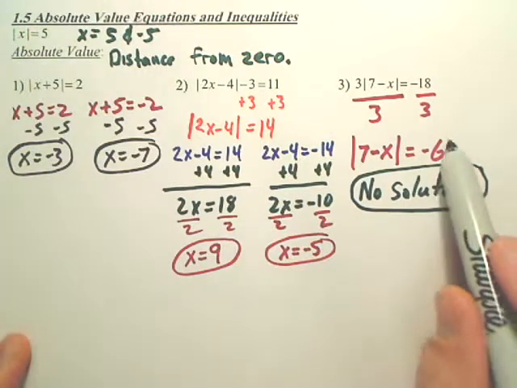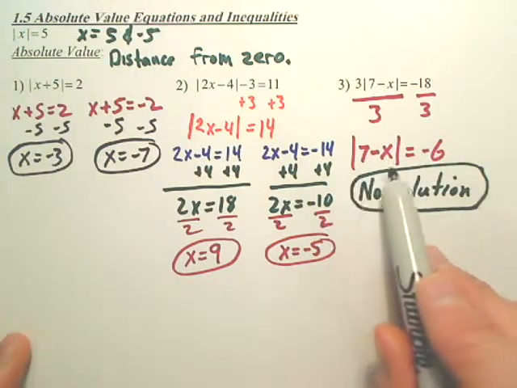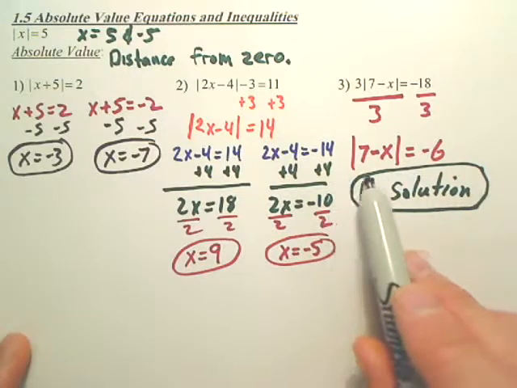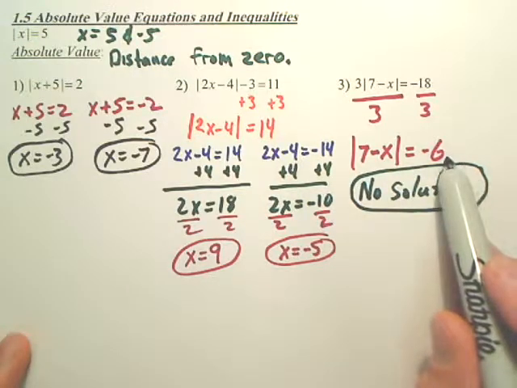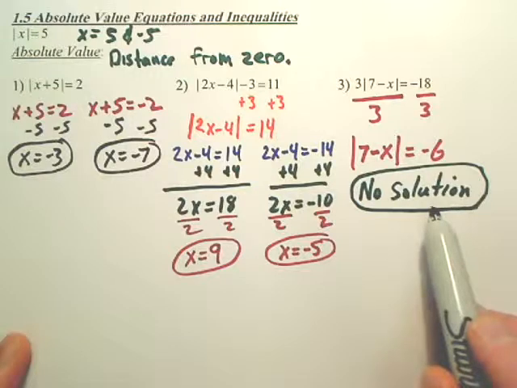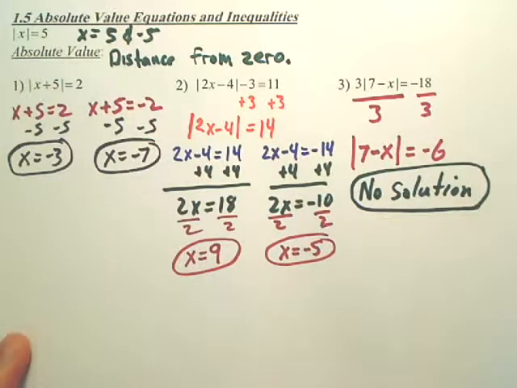Watch out for that. Once you isolate the absolute value, if this is ever negative, you just stop. You can't go any farther. It's never going to work. You're never going to get an output that's negative. So that is those solutions.